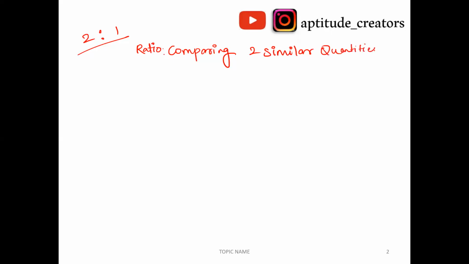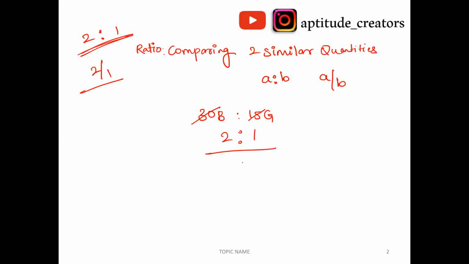It can be written as A is to B or it can be written as A by B. It can also be written as 2:1, 2 by 1. Now, for example, in a class there are 30 boys and 15 girls. What is the ratio of boys to that of girls? 2:1 ratio, not 1:2 ratio. We have to say 2:1 ratio.